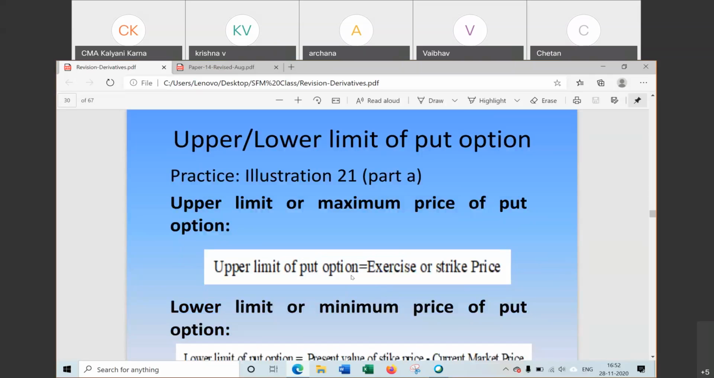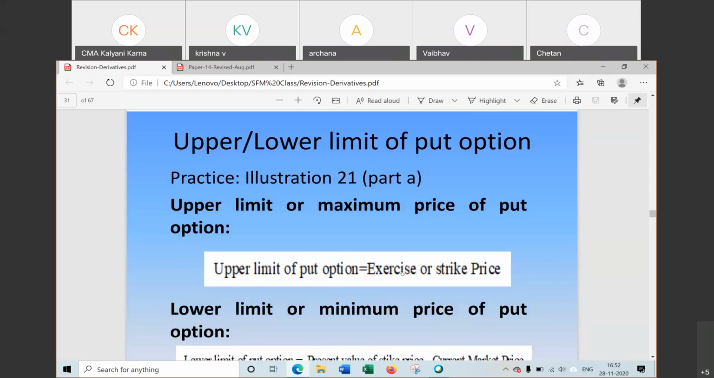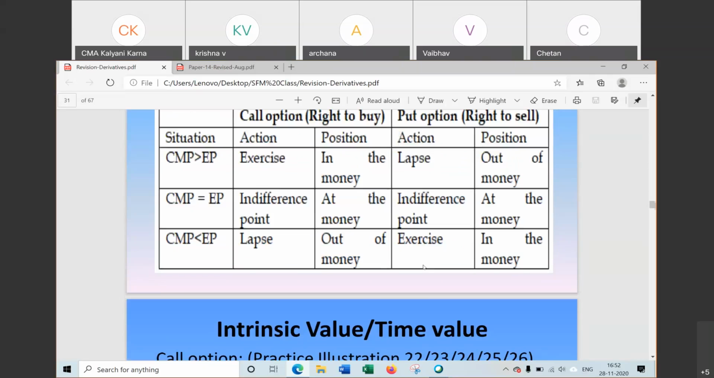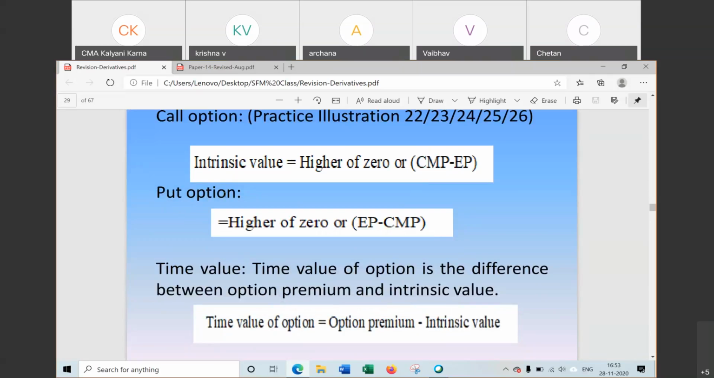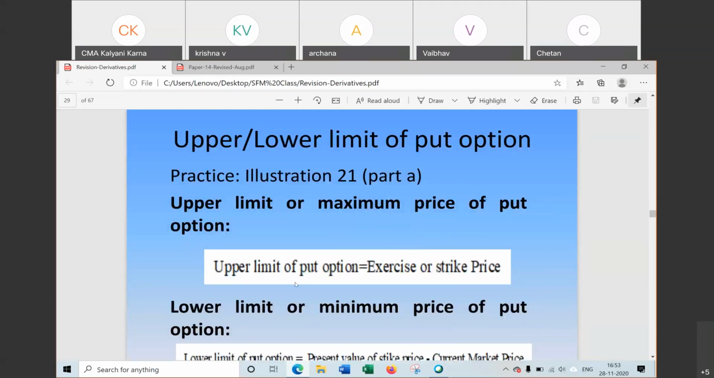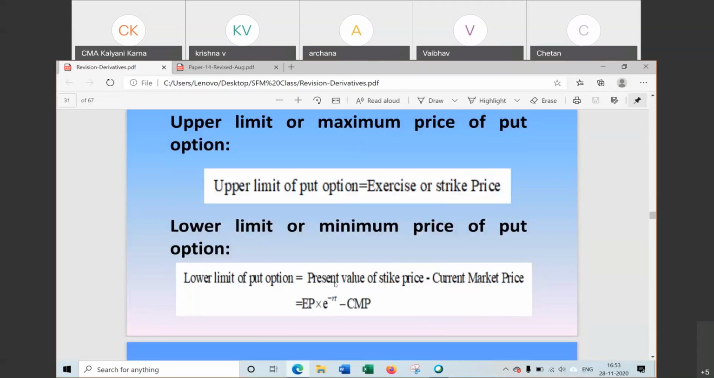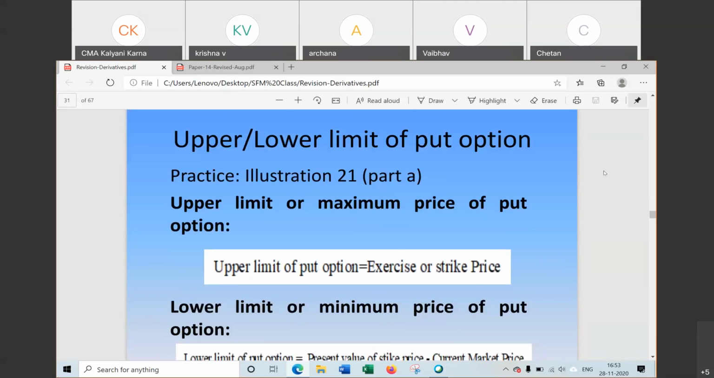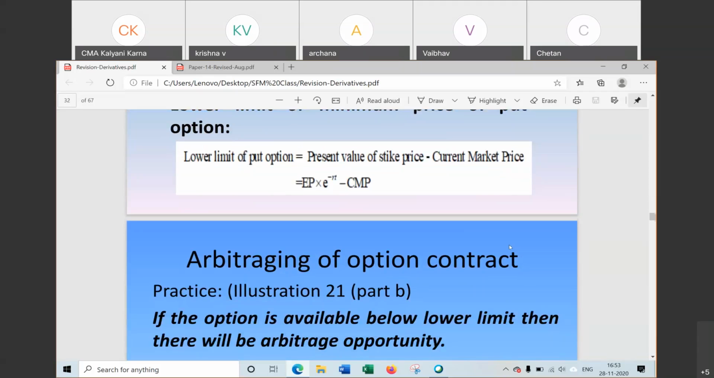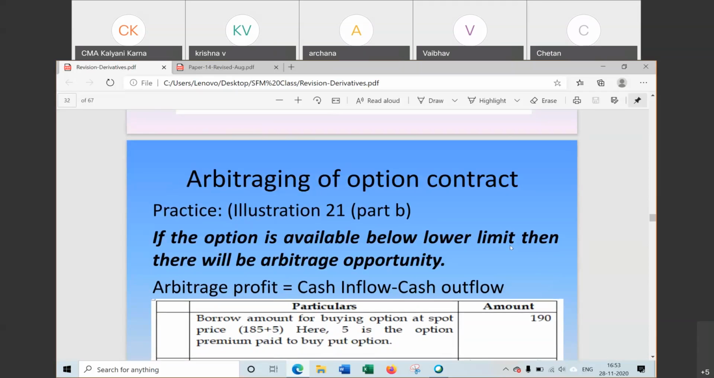Put option will be opposite. Upper limit of a put option is the exercise price, because for the put option, when EP is greater, this is the in the money situation, and intrinsic value is EP minus CMP, and the put option lower limit will be based on this itself. So for the upper limit EP, the lower limit will be present value of strike price minus CMP. तो कॉपी में आप एक जगह ये सारे पॉइंट्स कॉलम बना के लिख लेंगे, कंफ्यूजन नहीं होगा, याद रहेगा आपको. It will be easy to memorize this one.